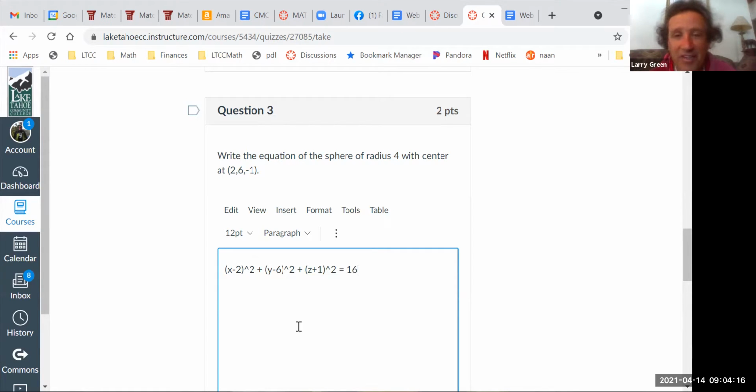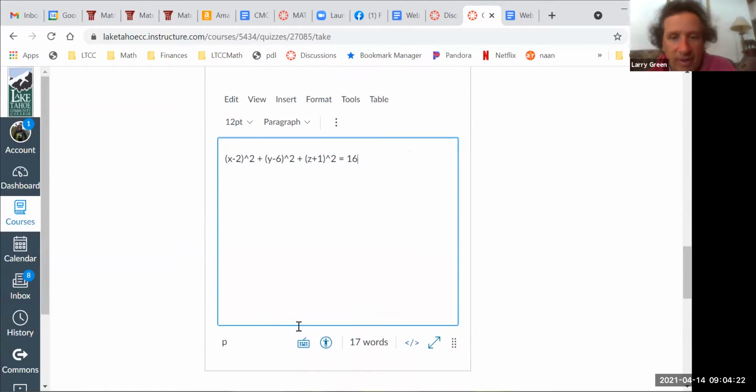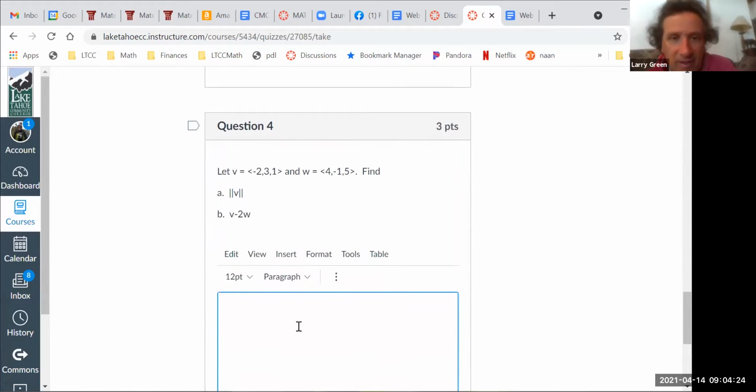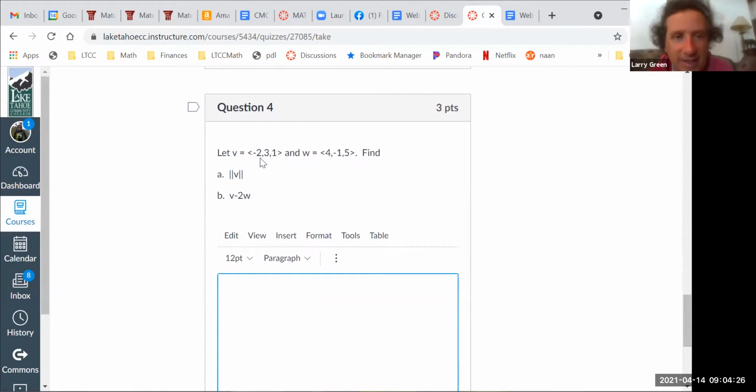There's not much to do. There's no calculus here. Only the first one had some calculus. So then let's say V is negative 2, 3, 1 and W is 4, negative 1, 5. We want to find the magnitude of V, and we need to find V minus 2W.